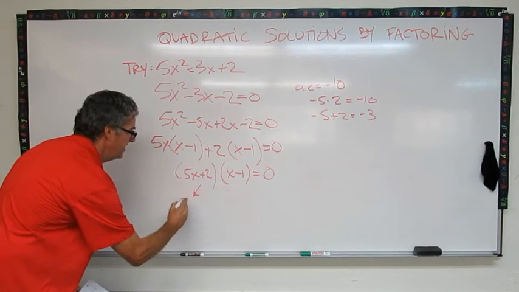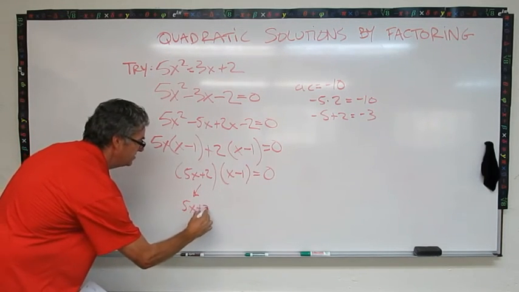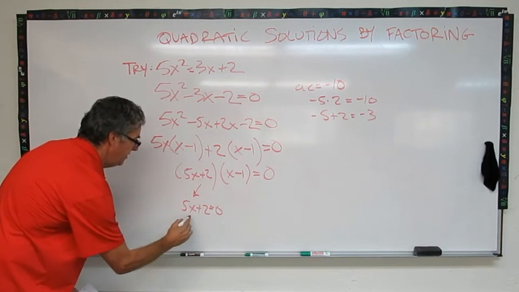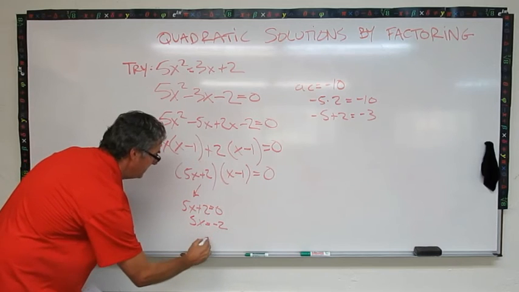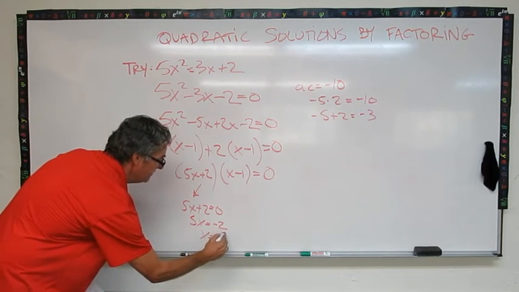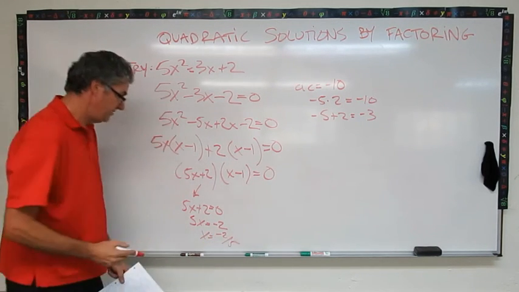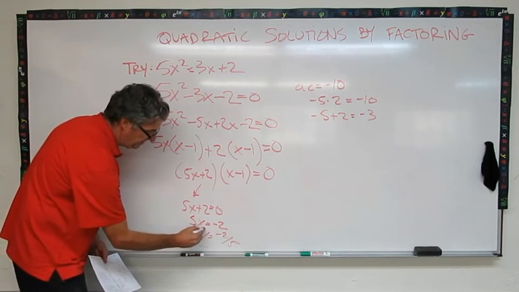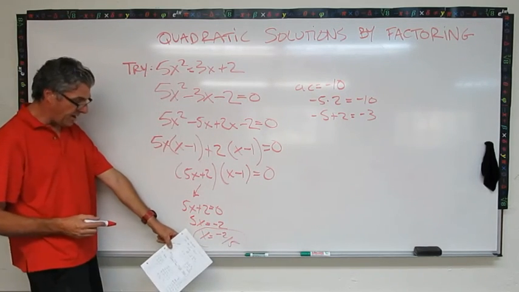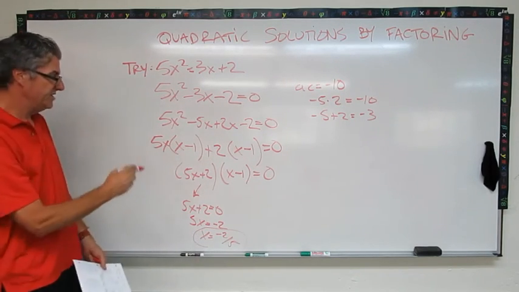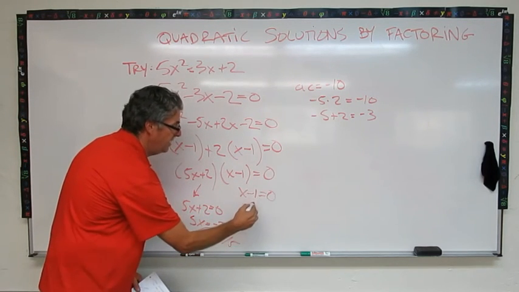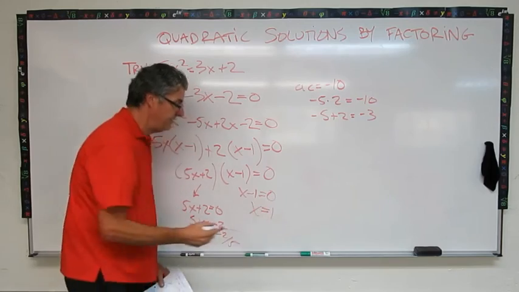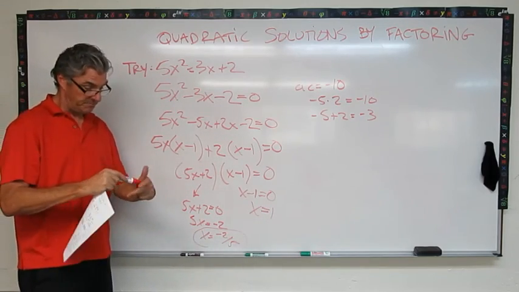This one is 5x plus 2 equals 0. 5x equals negative 2. X equals negative 2/5. So that's our first solution. Sorry, that's crammed down on the bottom of the board. I hope you can read that. Let's do this one. This one's a little bit more simple. X minus 1 equals 0. X equals 1.